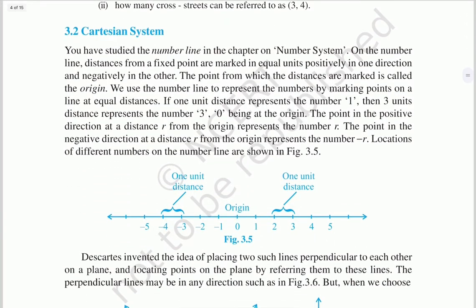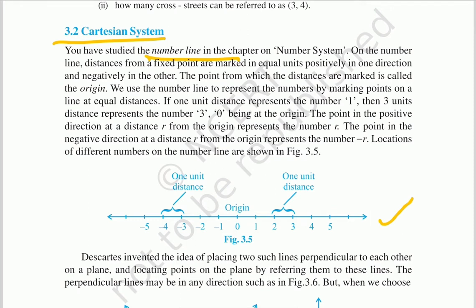Now the Cartesian system. What is the Cartesian system? You already know about the number line and I have discussed this. So this is the number line on which you can plot numbers, integers, real numbers and all those things.